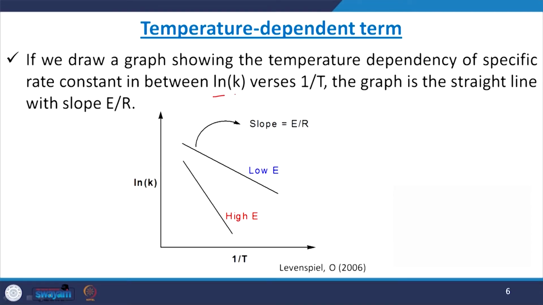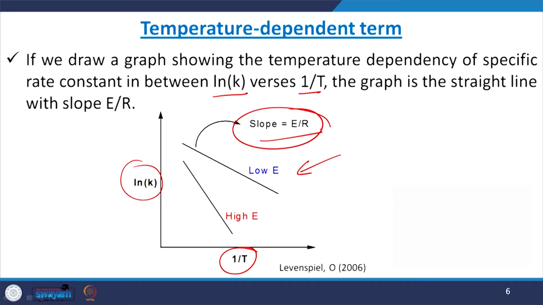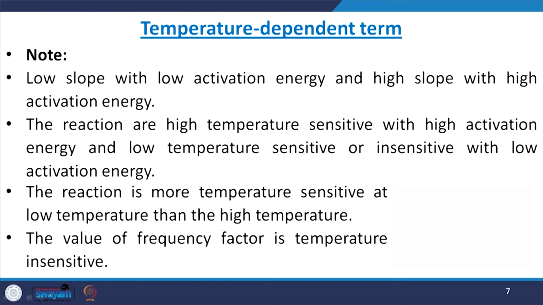Now, if we draw the graph showing the temperature dependency of a specific rate constant, ln K versus 1 upon T, usually the graph is a straight line with the slope of E upon R. So, here we have plotted this one. Now, if we have low activation energy, then the slope is represented as E upon R, and if we have high activation energy, then it is represented like this. So, let us interpret this in sequential order.